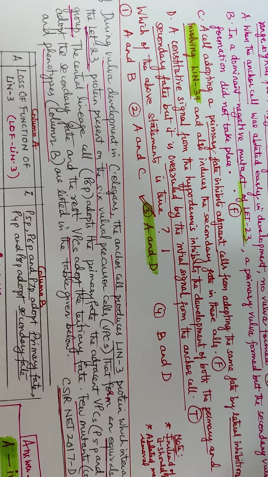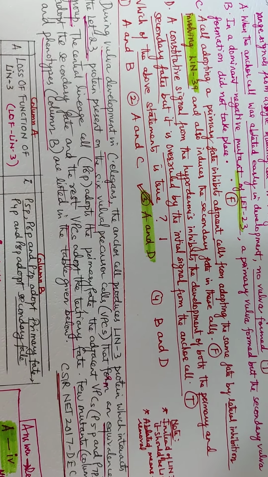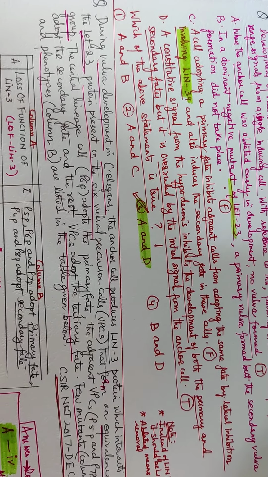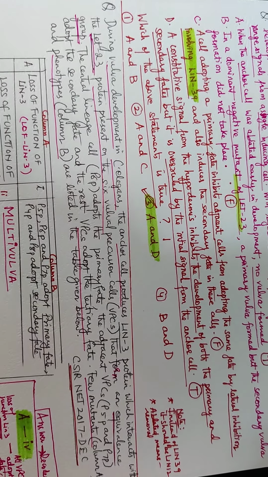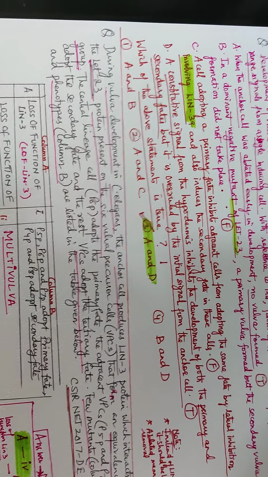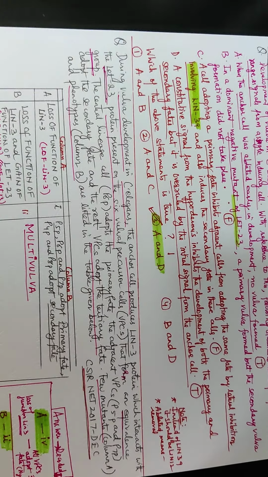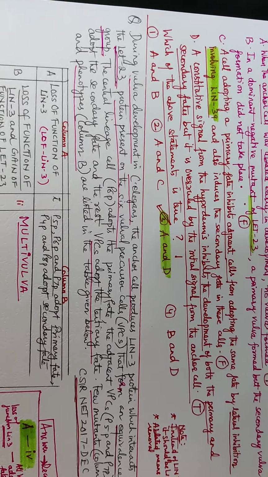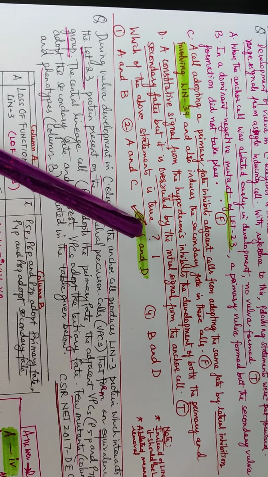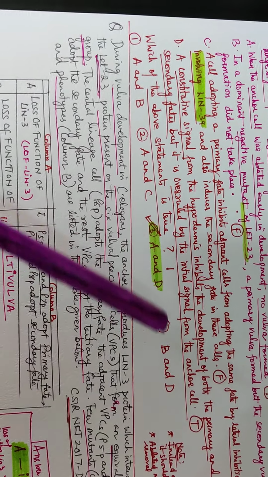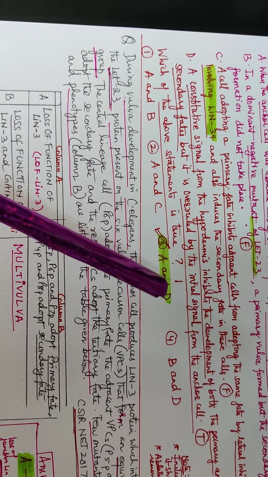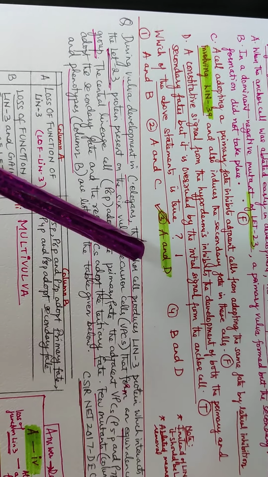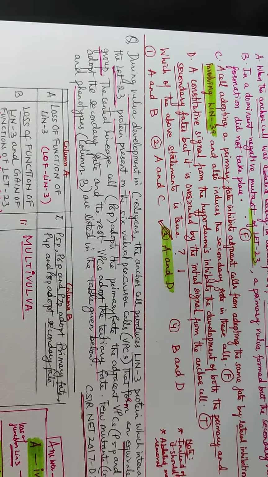The C statement: A cell adopting a primary fate inhibits adjacent cells from adopting the same fate by lateral inhibition involving Lin39 and also induces the secondary fate in these cells. Instead of Lin39, here it should be Lin12. Then the fourth statement, which is D: The constitutive signal from the hypodermis inhibits the development of both primary and secondary fates, but it is overruled by the initial signal from the anchor cell. So this statement is also true. The answer comes A and D. Now going to the next question.